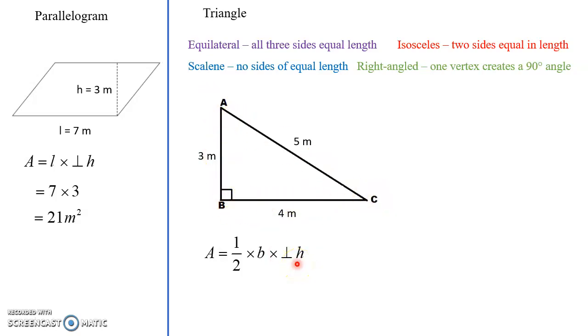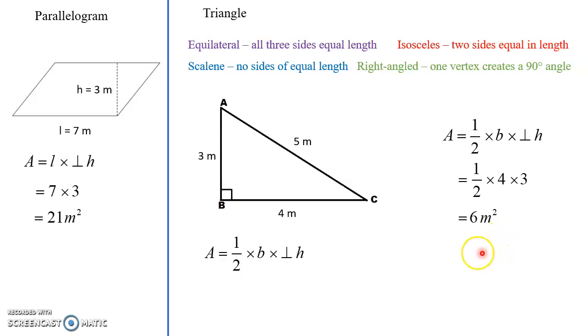I am now asked to calculate the area, and the area is a simple formula. It's half base multiplied by the perpendicular height. Now it doesn't matter which is the base. BC could be the base or AB could be the base. If I plug the values into the calculator, I'm plugging in half multiplied by the base, which is 4, the perpendicular height, which is 3, and that gives me 6 meters squared.